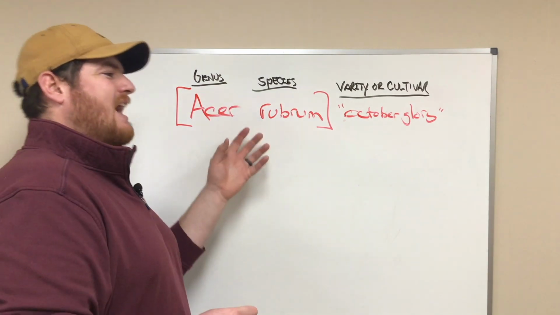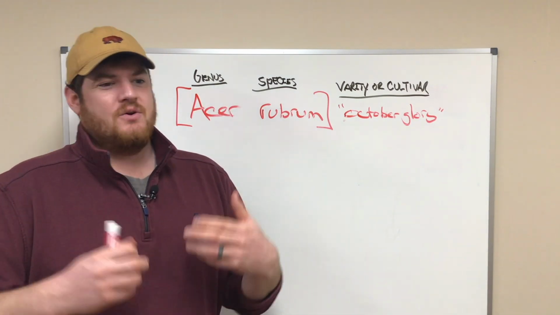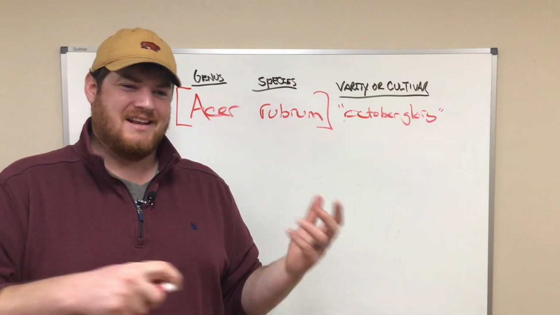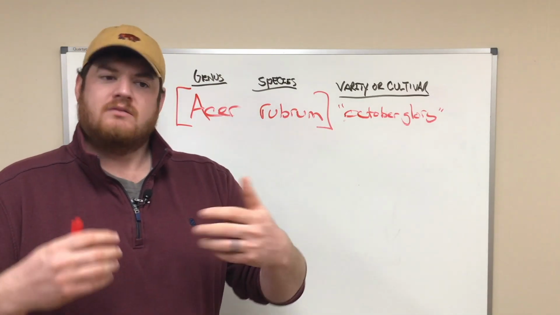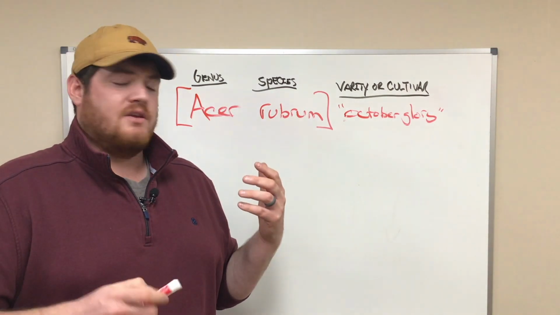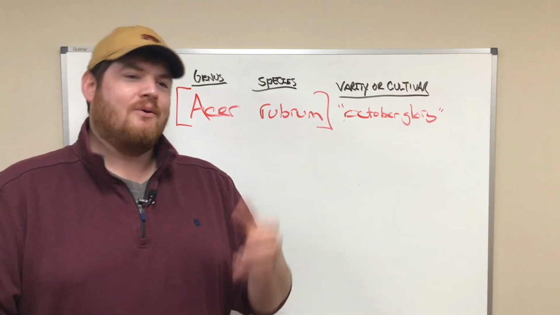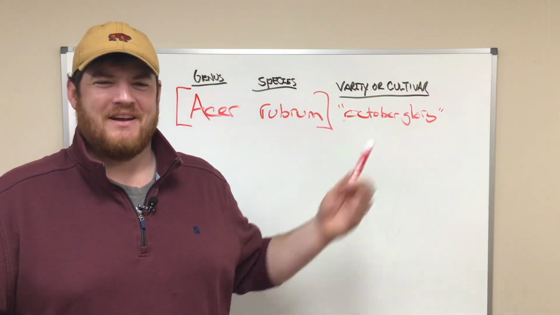It's only 99.999% identical, similar to how you and I are genetically nearly identical. We're 99.999 to whatever decimal place identical. But when you look at me versus you, I might be tall and you might be shorter. You might have blue eyes while I have brown eyes. You might have blonde hair while I have this fiery red beard that kind of resembles this October Glory red maple.